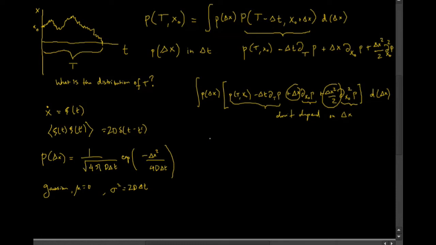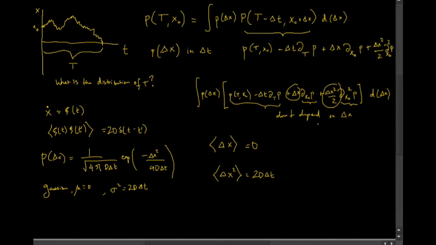So what do I get? Well, the expectation of delta x is just 0, right? Because it's a symmetric Gaussian. And the expectation of delta x squared is just going to be sigma squared, or 2D delta t. Okay, and so now you see why I kept the second order term, because if I just kept the first order term, it would vanish. So I want to keep the leading order term.